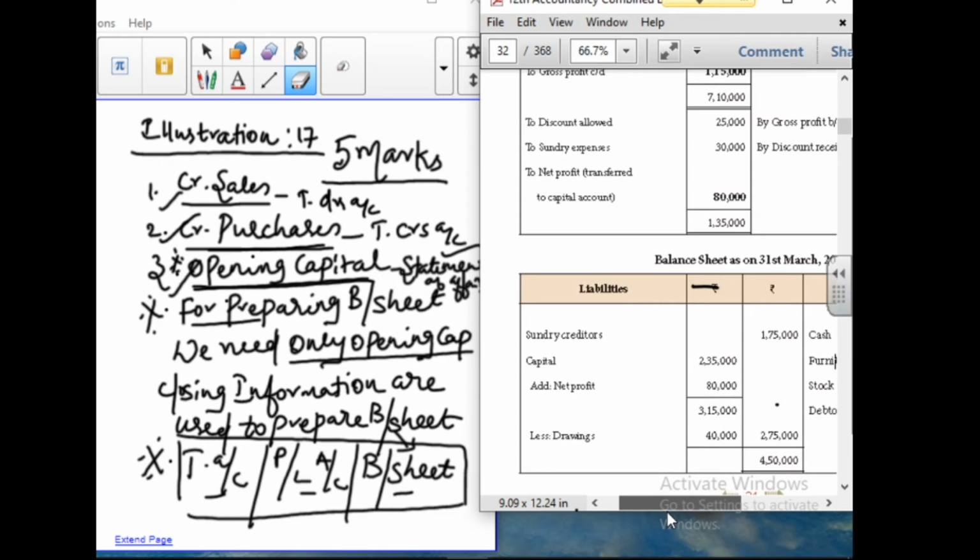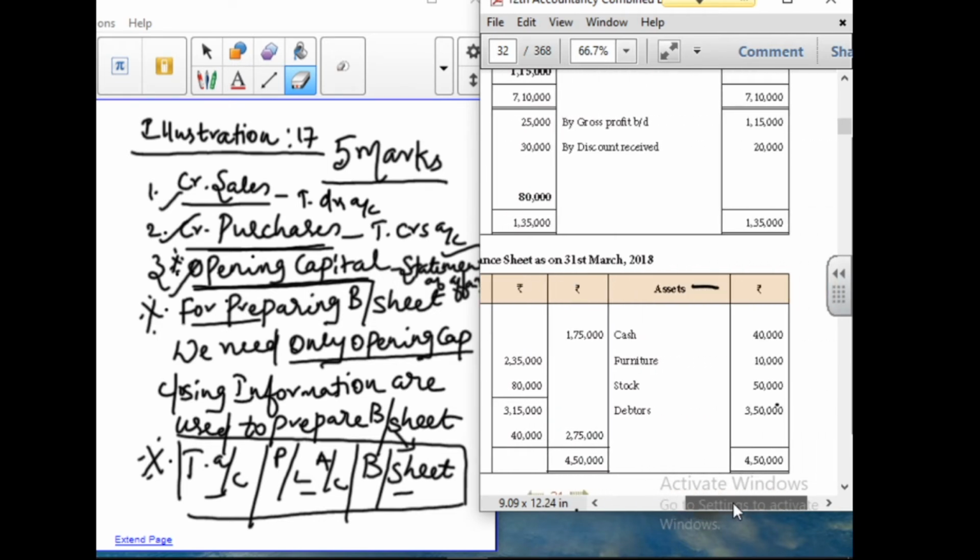And this side, liability side, sundry creditors 1,75,000. This is also closing information. And cash, closing information again, furniture closing, stock closing. Here stock refers to closing stock only, and debtors. So 4,50,000, 4,00,000. So with the available information, we have found out the balance sheet.